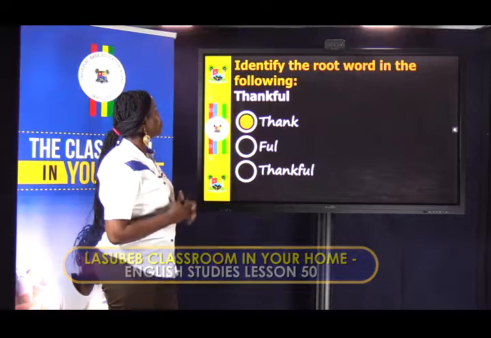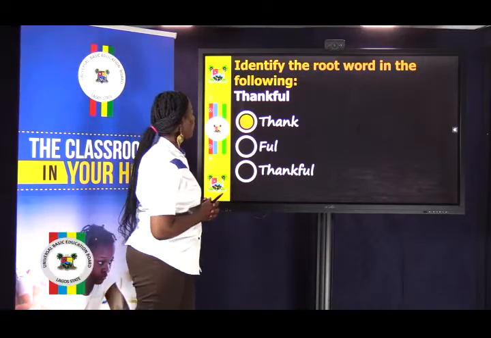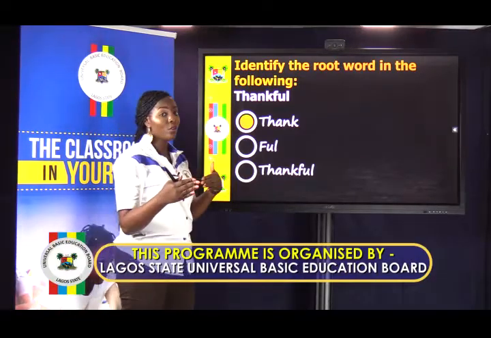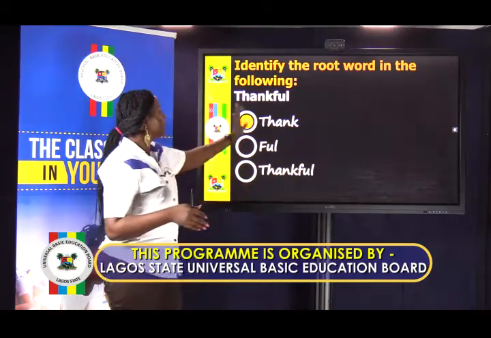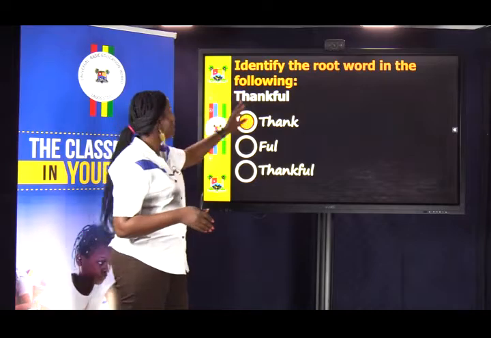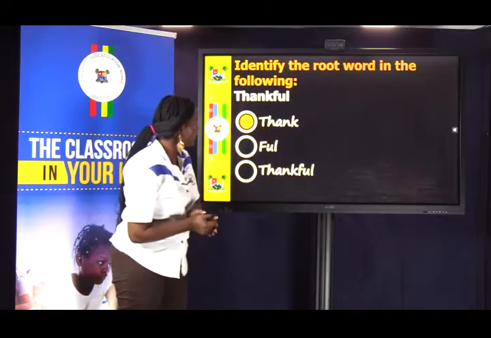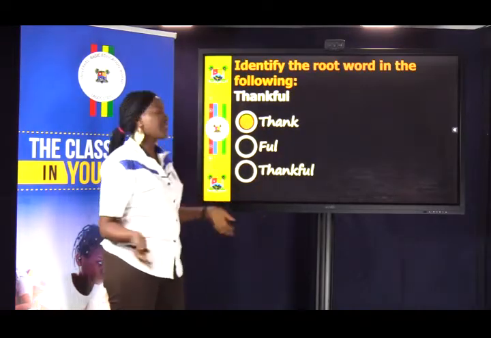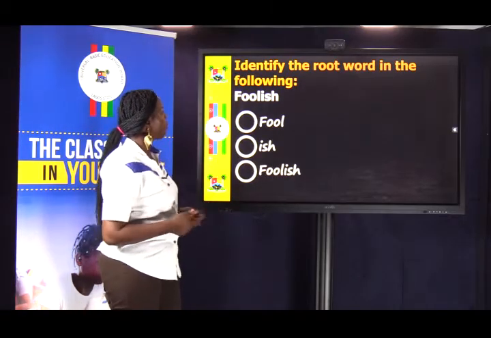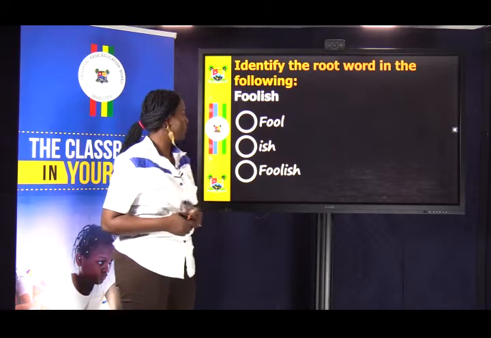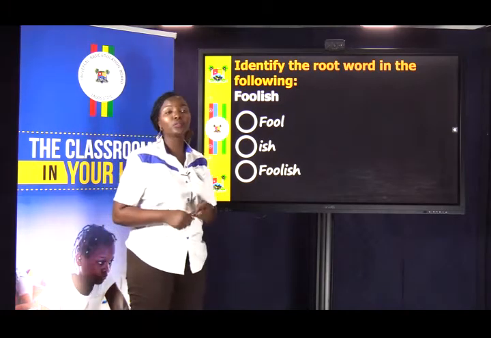Identify the root word in the following. Okay, you recall that in every word we have a root word, we have a suffix, we have a prefix. Okay, so basically we are looking for the root word in thankful, and the answer is already on the board, which is thank. Thank is the root word. Okay, identify the root word also in foolish. In foolish, so what is the root word?